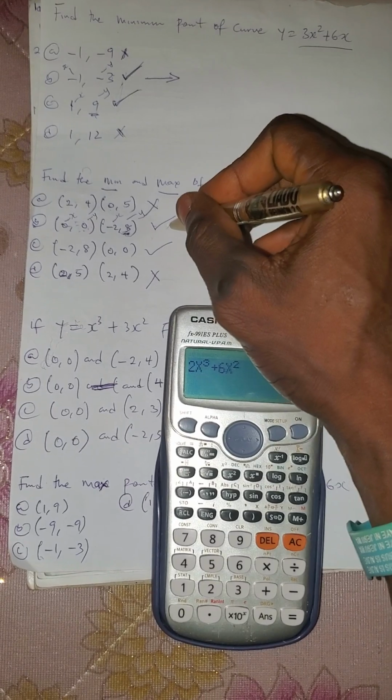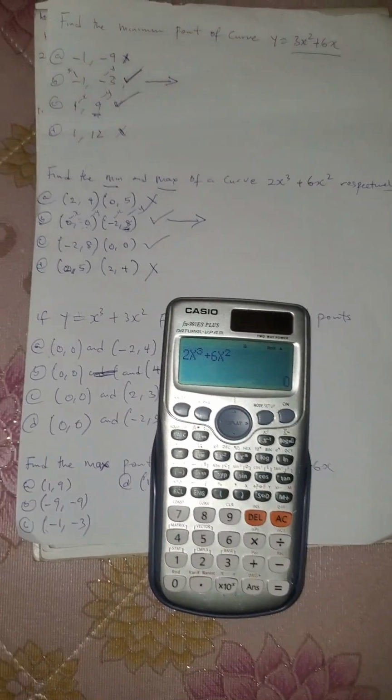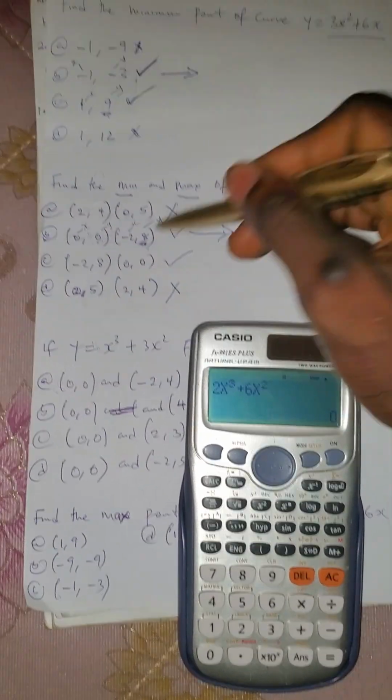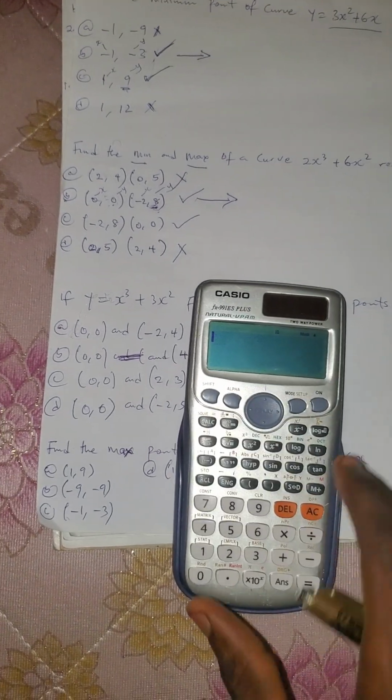And that shows that our option is what? Option B. That represents the minimum point and the maximum point. And let's go.